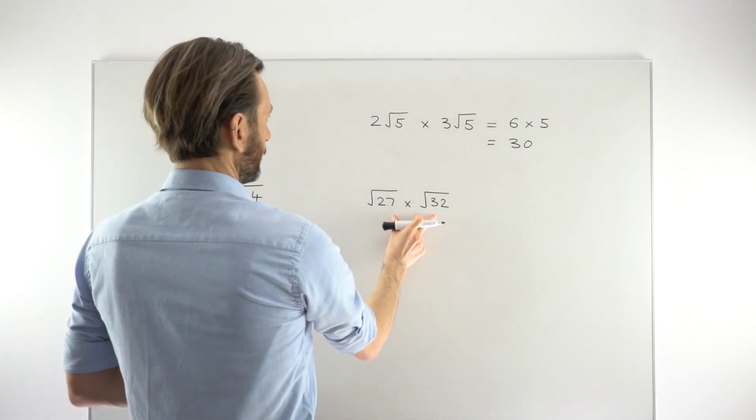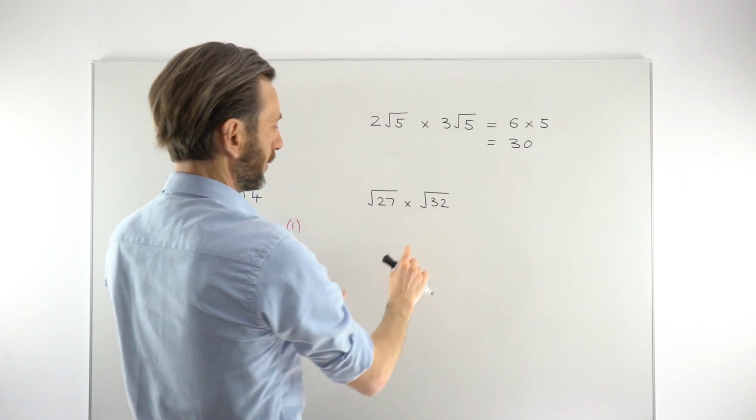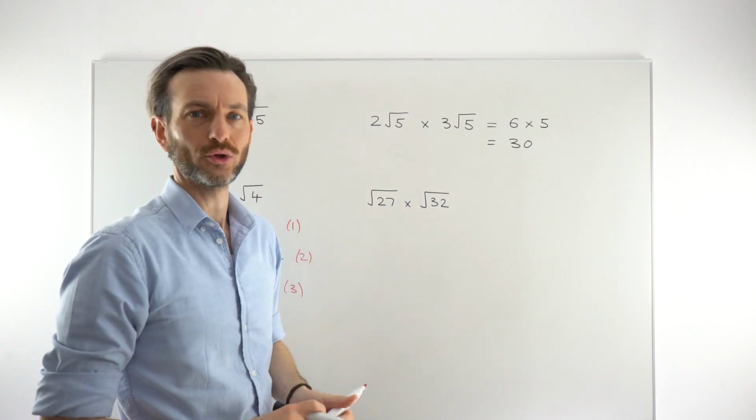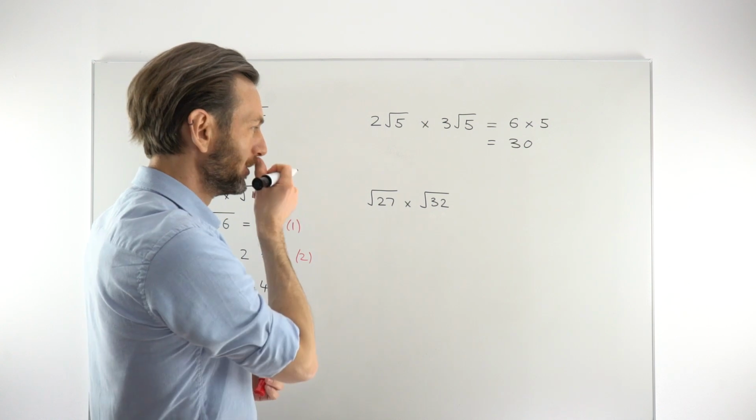Slightly more difficult example again. This one, we could just multiply these numbers together, 27 times 32, but this is likely to be a non-calculator question, so personally I don't fancy doing 27 times 32.